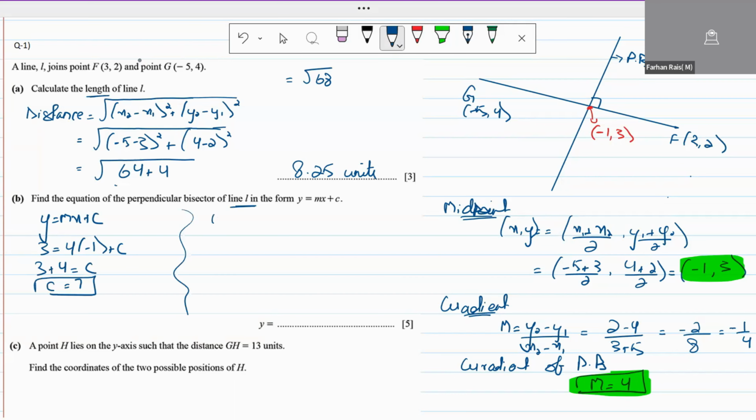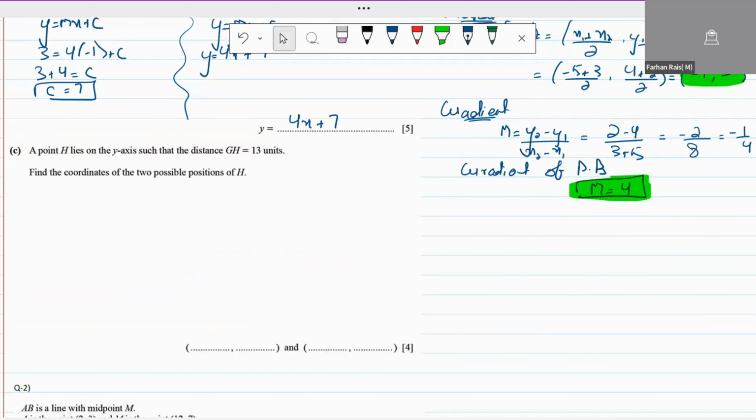Finally, the equation to be found: y is equal to mx plus c, and with the gradient as 4, it would be y is equal to 4x plus 7. So y is equal to 4x plus 7 is the equation of the perpendicular bisector of line L.